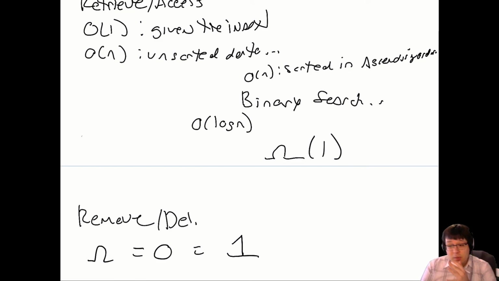We don't have to physically remove it. We can just put a flag and say this item is now deleted. It's something that we're going to explore when we're looking at hash tables, actually, of marking things as deleted, for another purpose, but still.